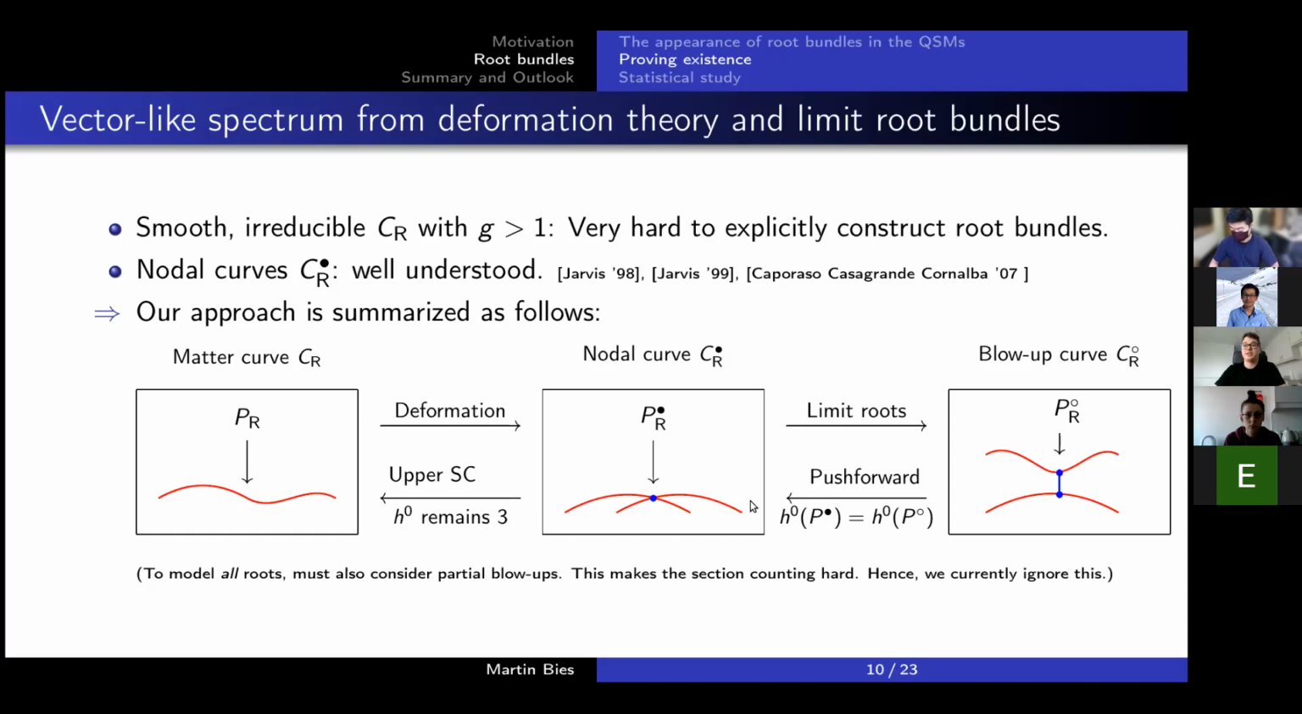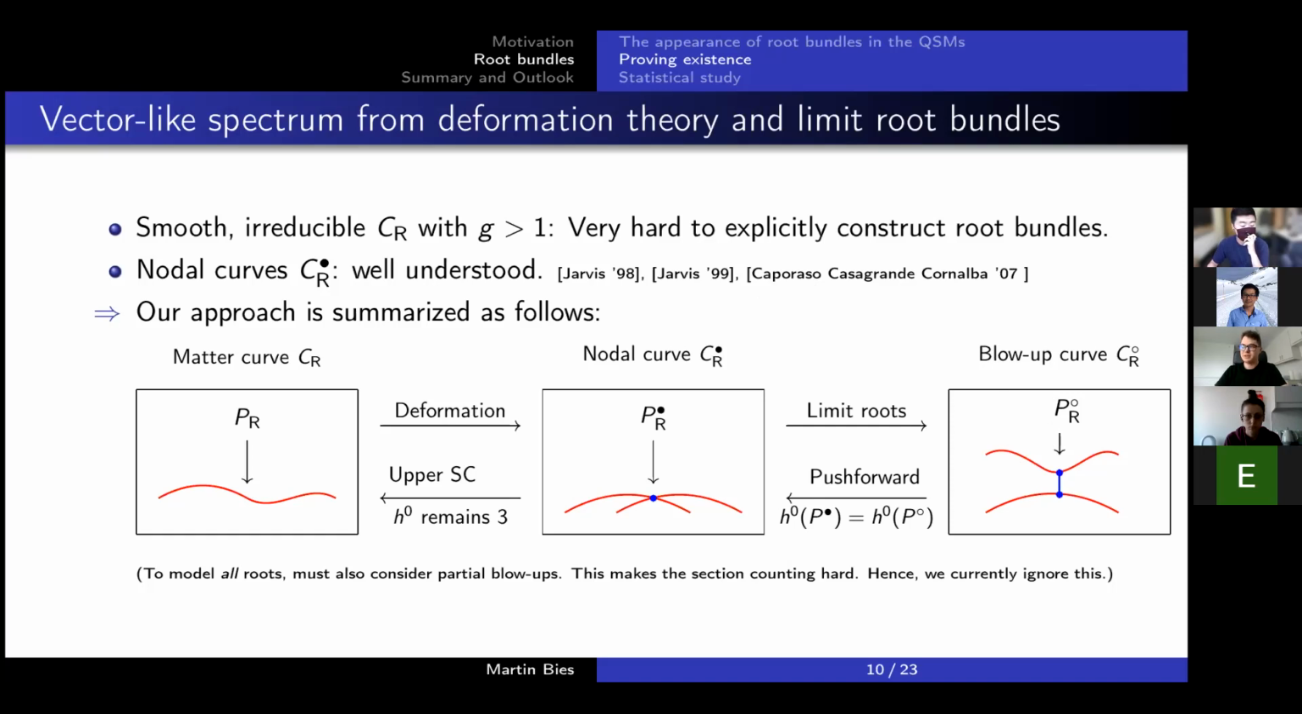So instead of working on the smooth physical curve, which I'm denoting in the box on the left, I will take a deformation to a nodal curve, which may or may not be physical. What I'm doing here is to say, first of all, I care that it's mathematically well defined. If it's physical, it's on a different page, so to speak. Then on this nodal curve, I'm using this construction by Caporaso, Casagrande, and Cornalba to construct so-called limit roots on the full blow-up of this nodal curve.